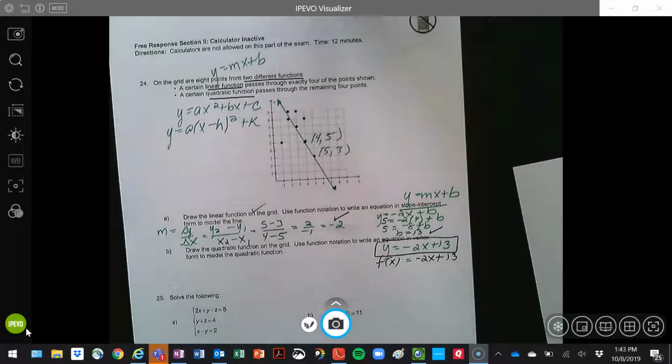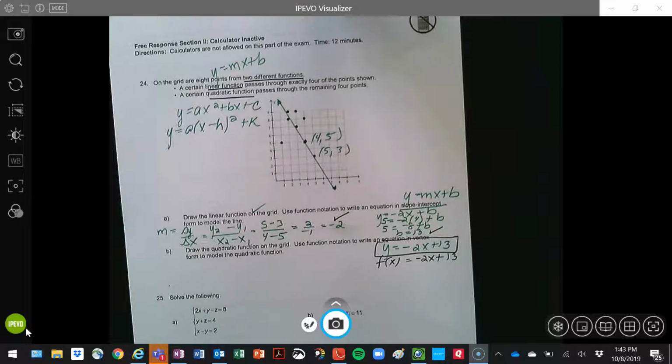Great, we're done. That was part A. That would be something that I would think is probably pretty straightforward for Algebra 2 students at this point in the year. So let's keep going. Let's look at part B.